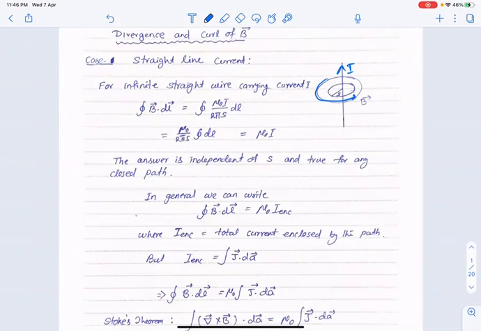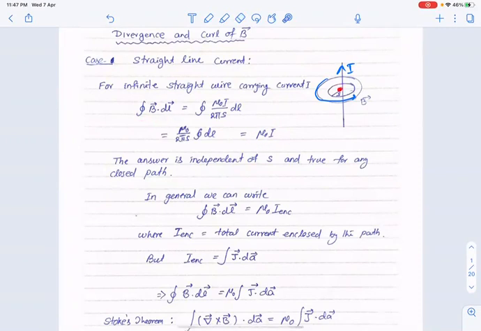Now imagine you want to do a line integral of this magnetic field along this path. That will be B dot dl, which is mu 0 I by 2 pi s dl. B is uniform along this path, so you can take mu 0 I by 2 pi s outside and do the integration only for dl, which gives 2 pi s. The 2 pi s cancels out, and you finally have mu 0 I.